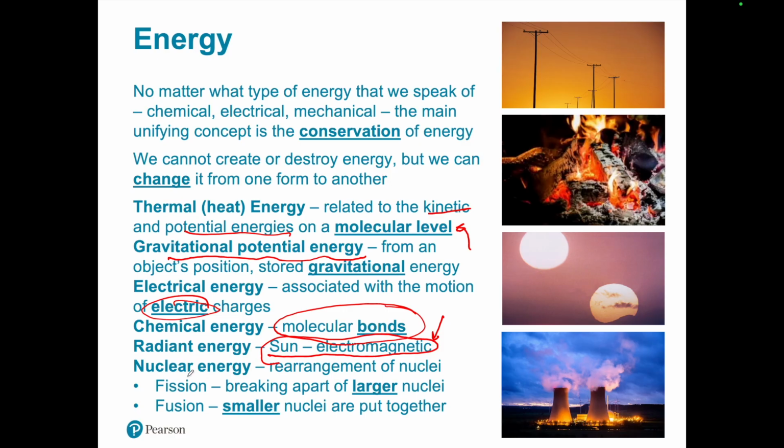We also have nuclear energy, which is fission and fusion. What is fission? Fission is the breaking apart of larger nuclei, whereas fusion is smaller nuclei being put together. Both of those cause energy, right? We'll talk a lot more about all these things later. Like we'll talk about nuclear energy soon in the nuclear physics section. We'll talk about radiant energy a lot as well, right? And chemical energy. But those are some different types of energies.